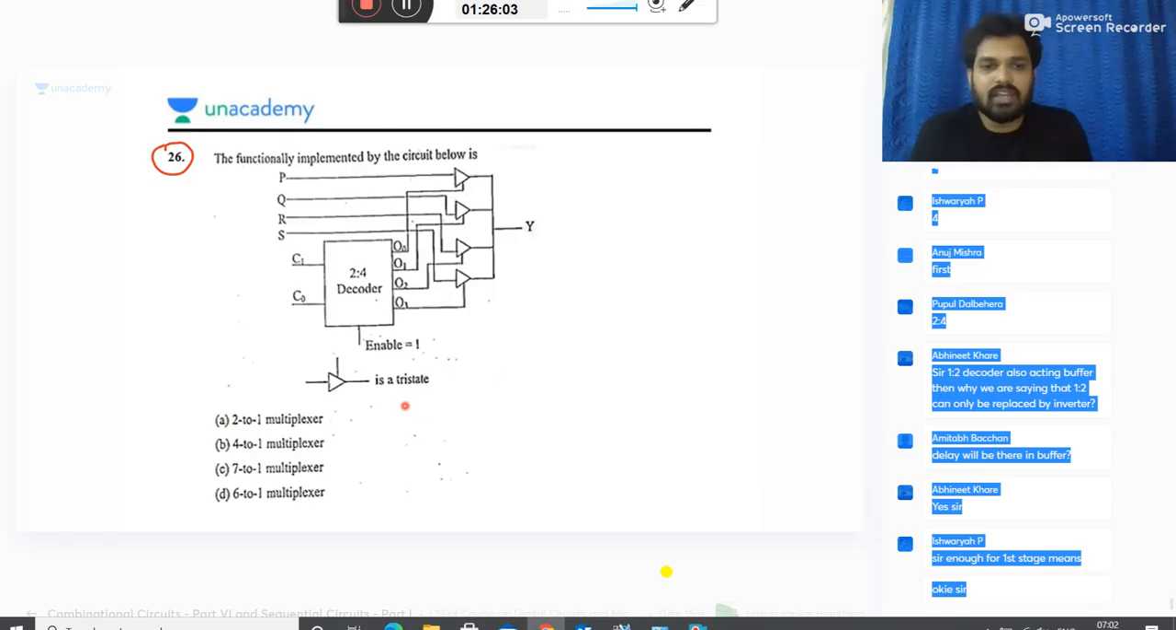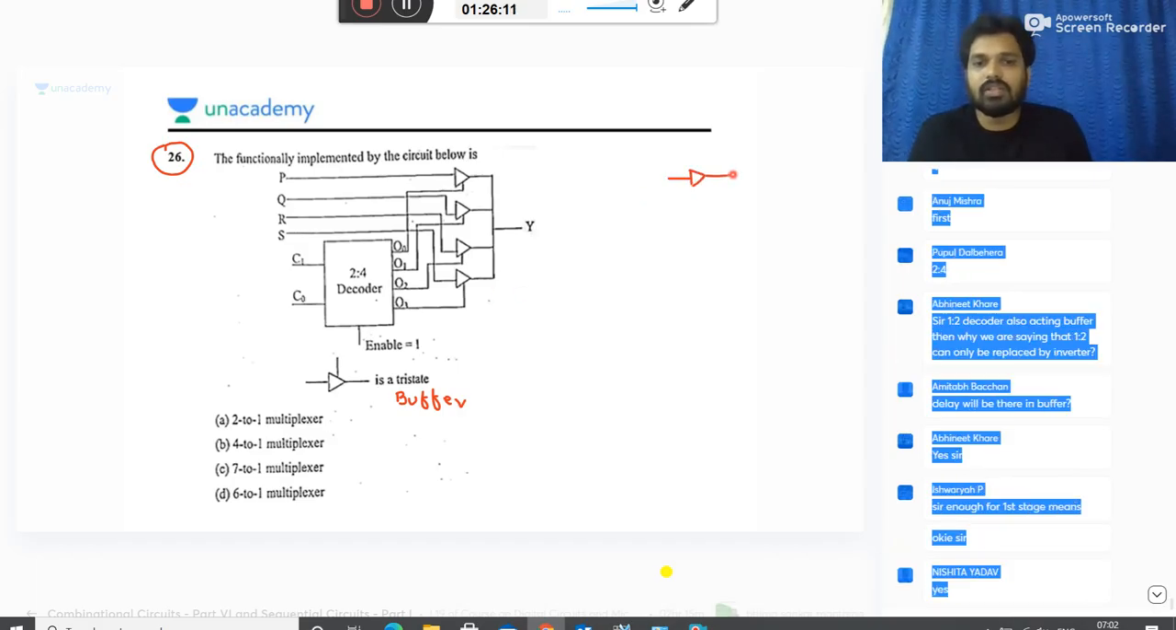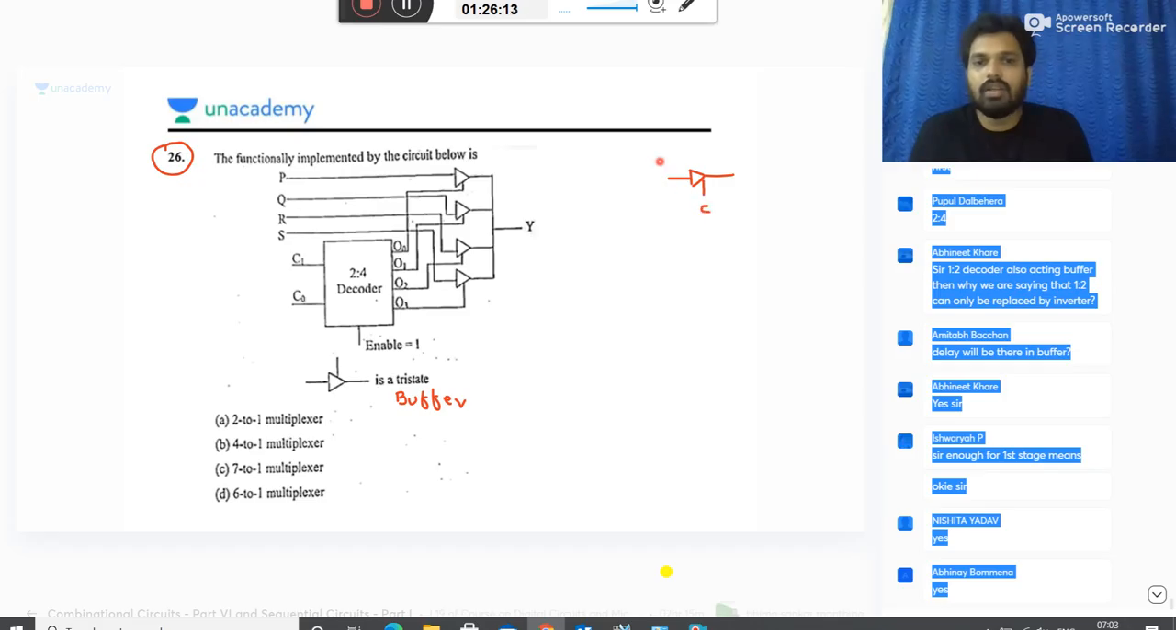This one is a tri-state buffer. If you want, I can explain a little about the buffer because we have not discussed it. Please listen. What is a tri-state buffer? It is X and Y. When control input is 0, your Y will be Z. When control input is 1, Y will be X. X can be 0 or 1. So why is it called tri-state? It is having 3 states. Tri means 3 states. What are they?